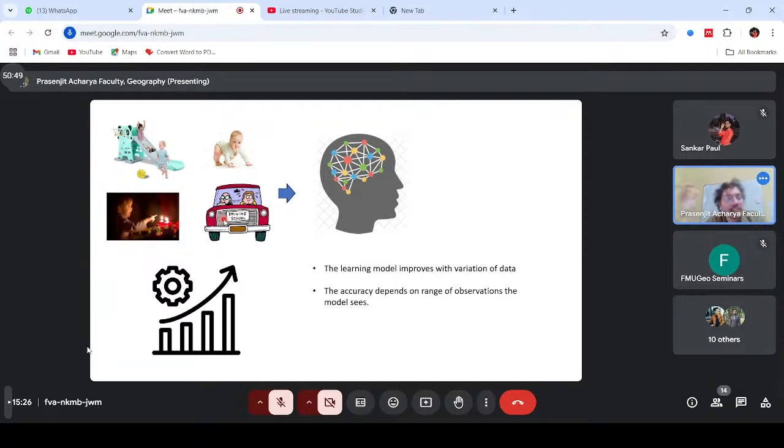I can do that. So that's the idea of how these machine learning models work: some of the machine learning models are very good, some of them are very bad. And why they are very good and why they are very bad depends on the learning process. And obviously, the accuracy depends on the range of the observations the model sees.